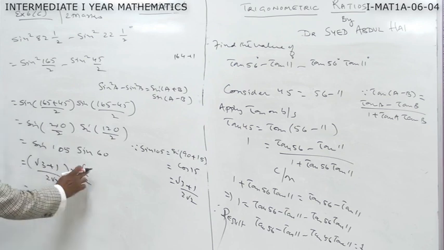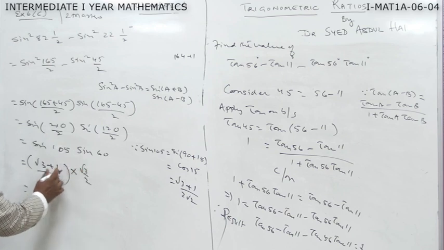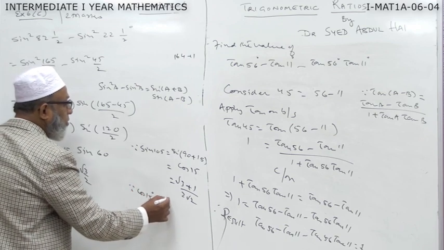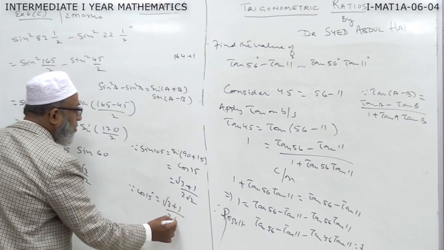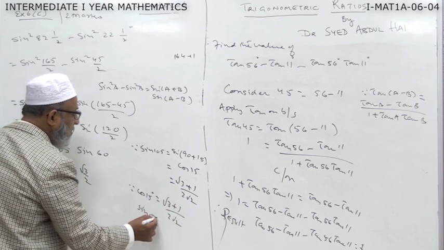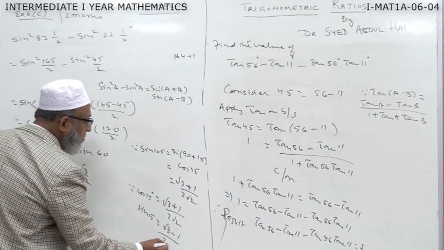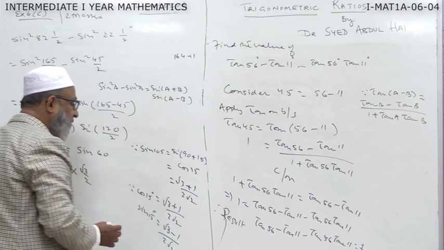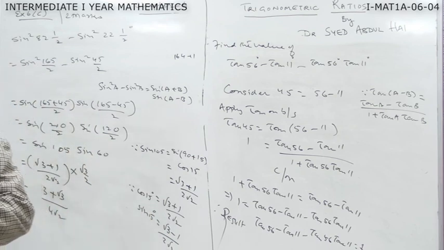Okay, multiply this. Root 3 into root 3 is 3, root 3 into 1 is root 3. 2 into 2 is 4, into root 2, so 4 root 2. Cos 15 is equal to root 3 plus 1 by 2 root 2. Sin 15 equal to root 3 minus 1 by 2 root 2. You can simplify and verify the answer. Okay. So, the value is 3 plus root 3 by 4 root 2.